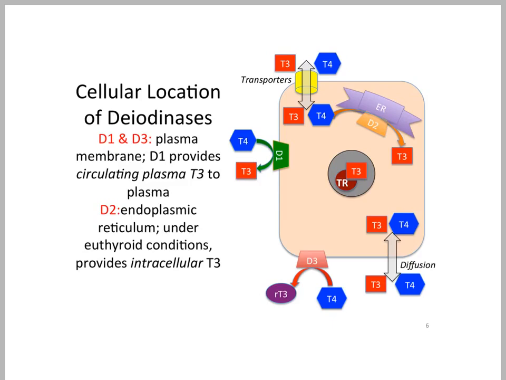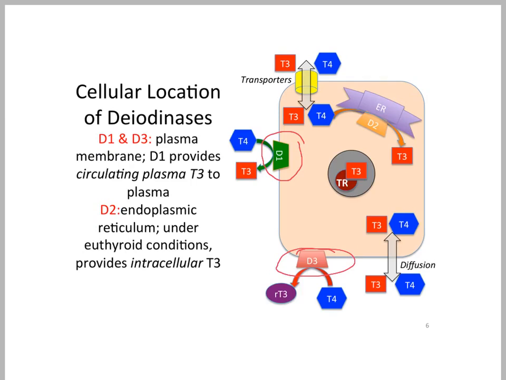Here I have a graphic showing the location relative to a cell, and this is a sort of prototypical cell. Wherever these deiodinases exist, you can see that deiodinase 1 has a plasma membrane location. So does deiodinase 3. Think about deiodinase 1 as doing its thing, releasing T3 to the circulation, and deiodinase 3 is sort of protecting that cell from thyroid hormone activity by taking T4 or even T3 and inactivating it.